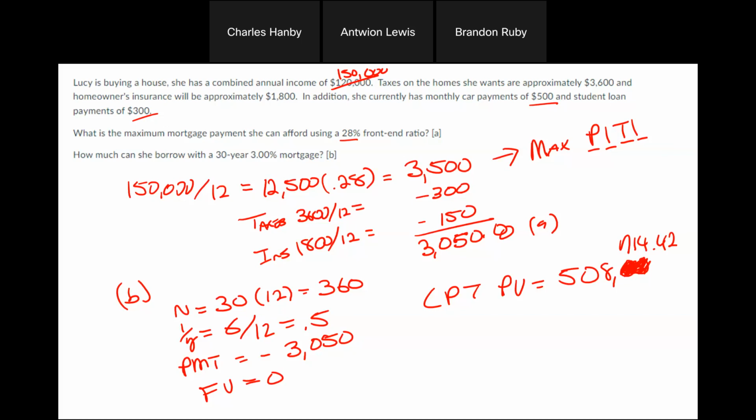All right, I did this wrong here. Sorry. This is 3 divided by 12, and that's 0.25. But that number, the 508,714, is based on the, all right, no, the 508.